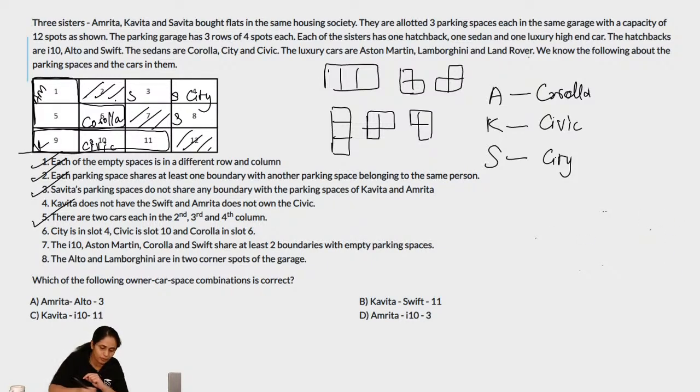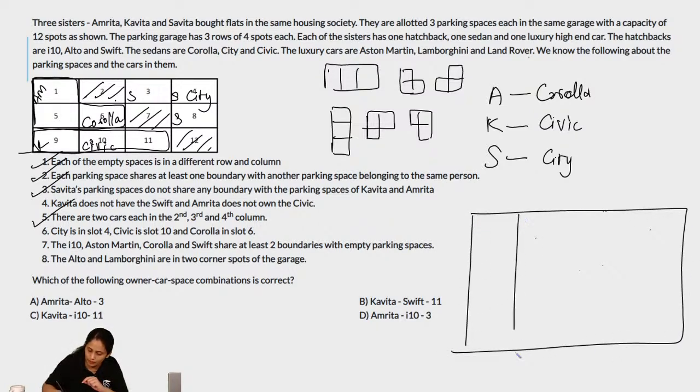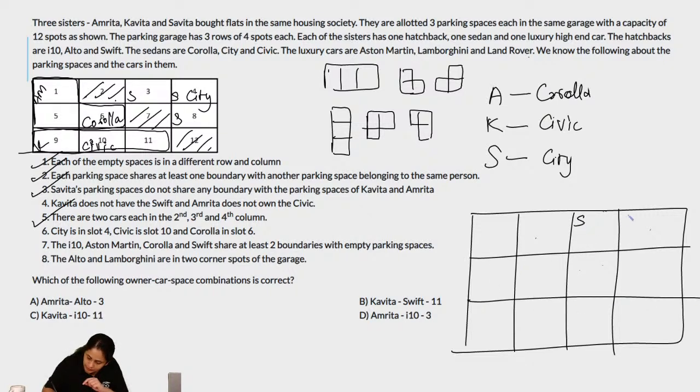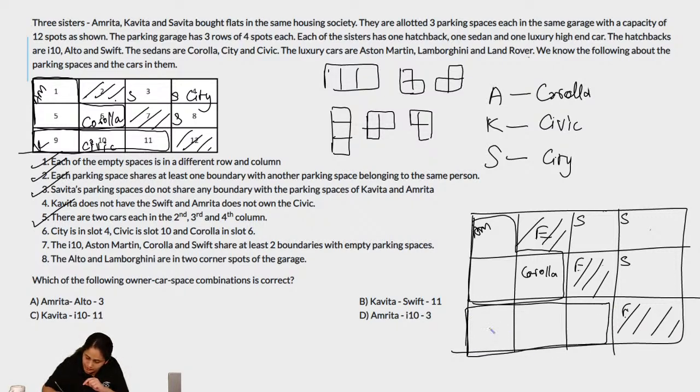So over here we have 1, 2, 3, 4, 1, 3. So this is Savita, Savita, Savita. These are empty, empty, empty. Now this block is Amrita. These 3 are Amrita. This is Amrita's Corolla. This block of 9, 10, 11 is Kavita's, and she has her Civic over here. So this is the information we have.